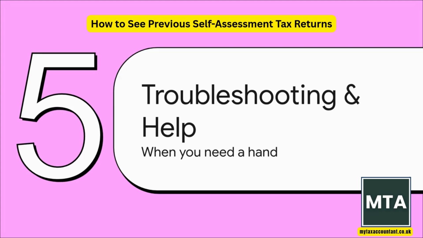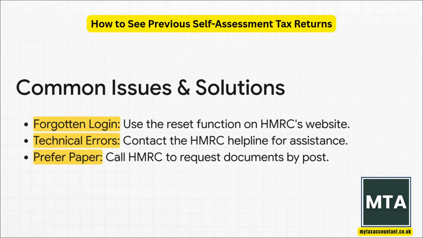So what happens when things just don't go to plan? You know, even with the clearest instructions, sometimes you just hit a wall. Let's cover a few of the most common issues and, more importantly, how to solve them. So here are the top 3 problems people usually run into. If you've completely forgotten your login details, don't worry. Just use the password reset function on the HMRC site. If the website is glitching out on you, your best bet is to just call the HMRC helpline. And if you prefer paper copies or don't have good internet, you can always call them and ask them to post the documents to you.